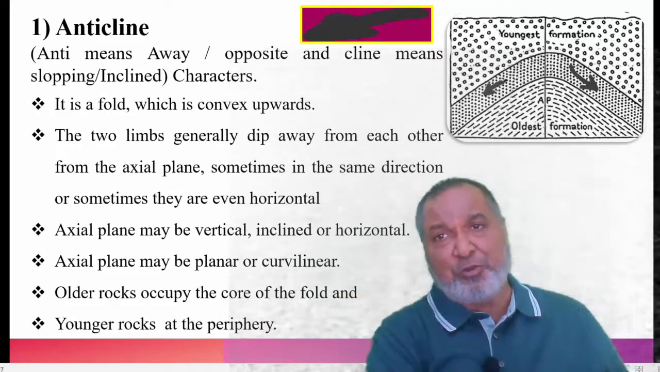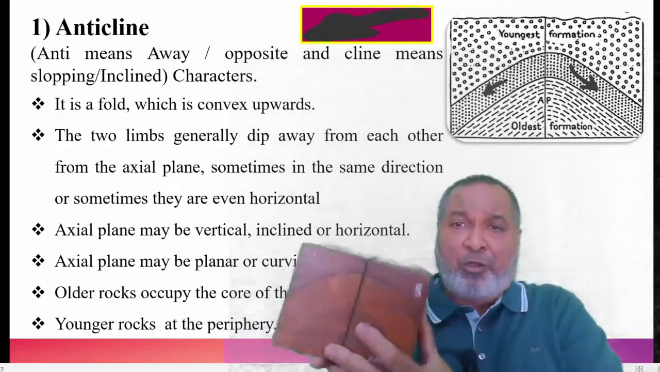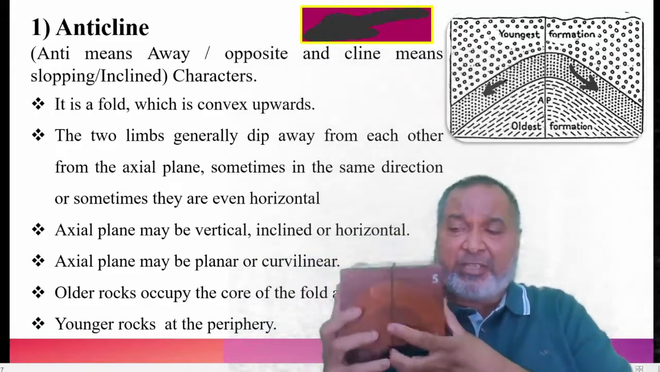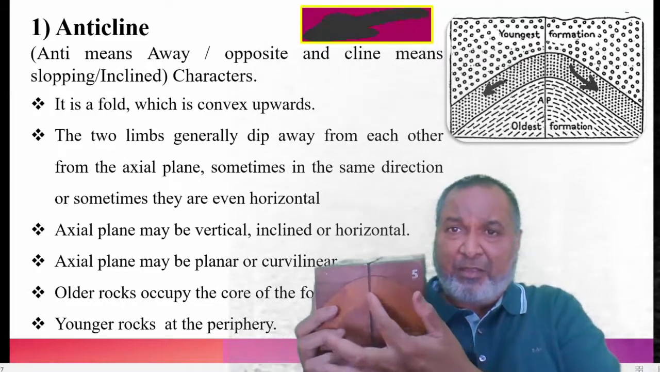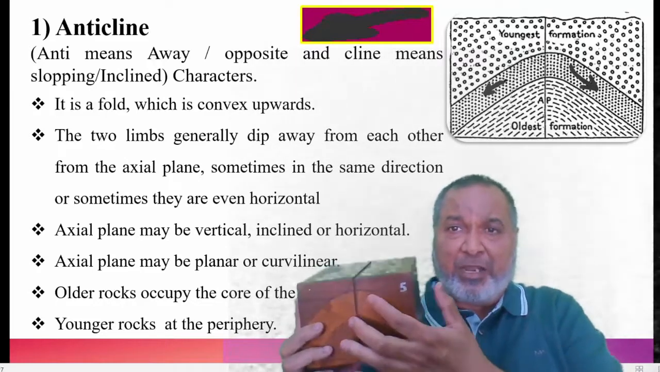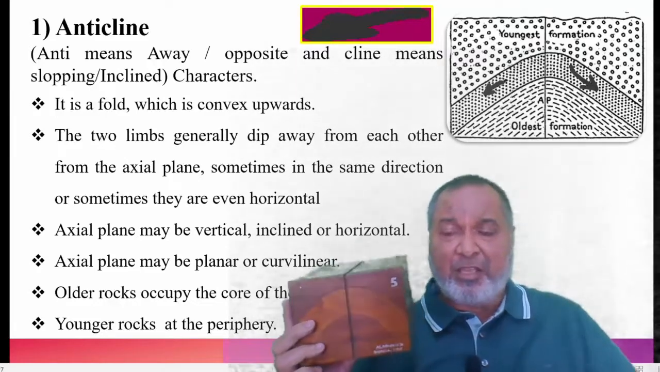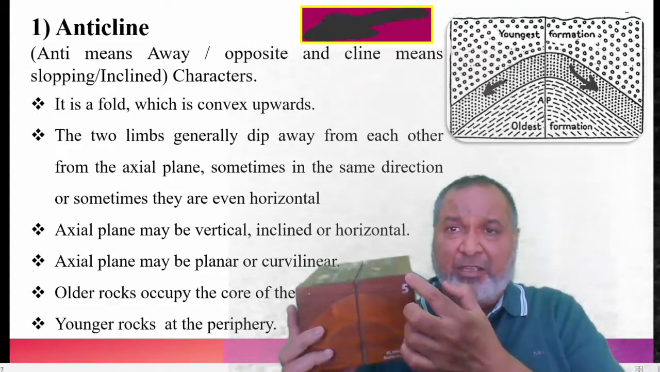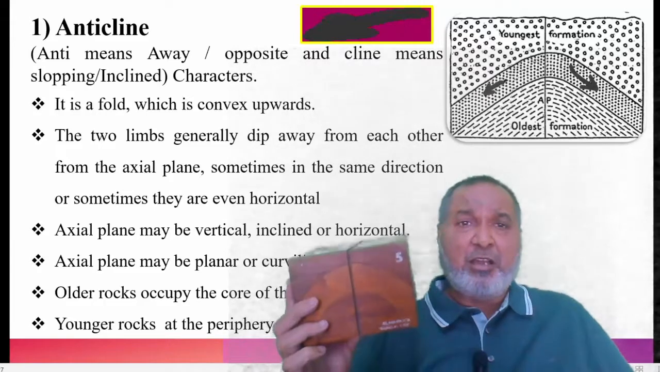So here I am going to show you a fold. This is the fold, the anticline. Here we can see the axial plane, the vertical axial plane. Limbs are dipping in the opposite direction. Older formation at the center and younger formation at the periphery.